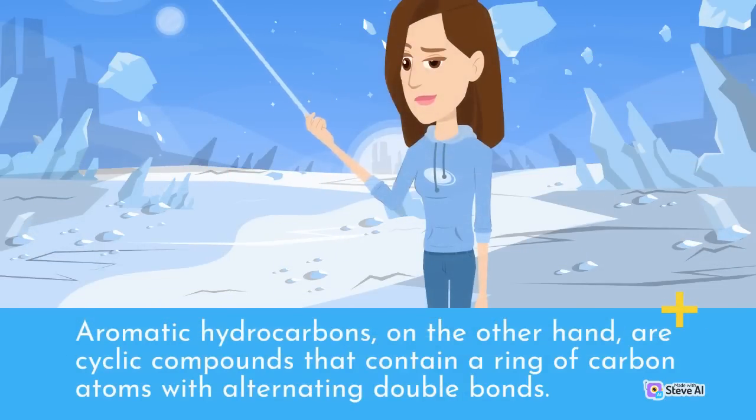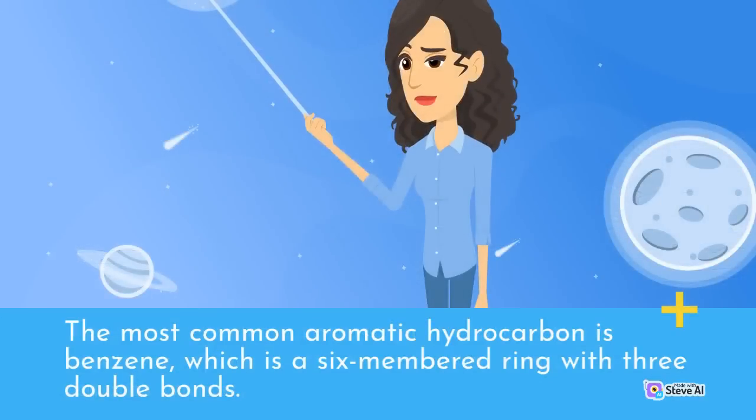Aromatic hydrocarbons, on the other hand, are cyclic compounds that contain a ring of carbon atoms with alternating double bonds. The most common aromatic hydrocarbon is benzene, which is a six-membered ring with three double bonds.